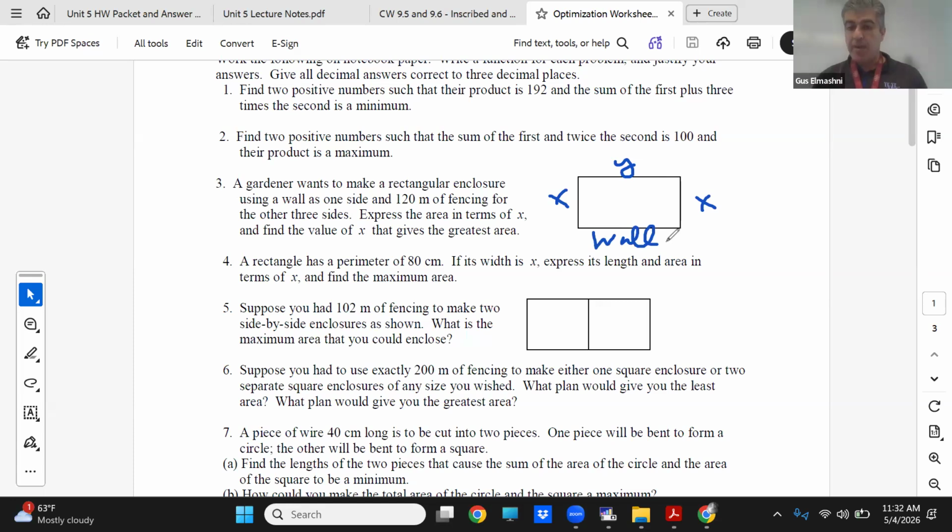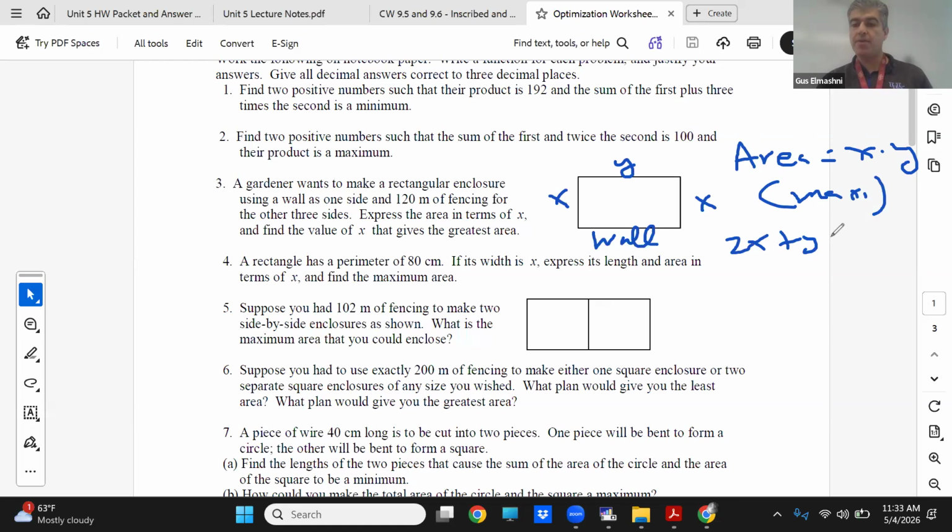So now let's think about our formulas, right? What formulas can I make based on this information? Okay, that's area, right? And what's our goal here? To minimize or maximize it? Good. What else do I know? So 2x plus y equals 120. Awesome. Very good.